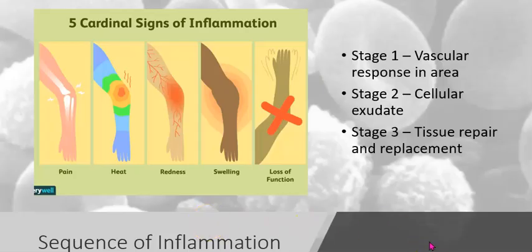Next, we have the 5 cardinal signs of inflammation. Stage 1 response in the area. Stage 1 is the vascular response. This is injured tissue. The leukocytes and tissue mast cells secrete histamines, serotonin, and kinins that constrict small vessels and dilate arterioles, which results in redness and warmth.